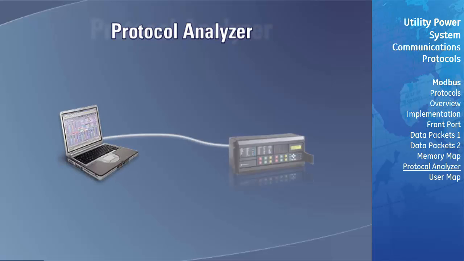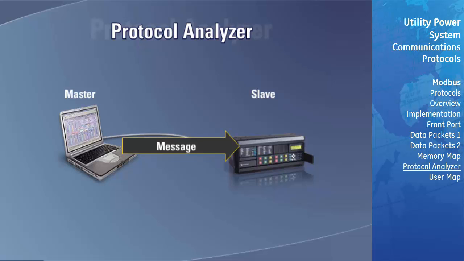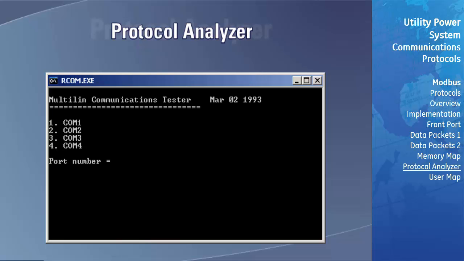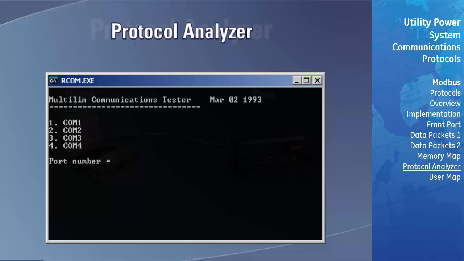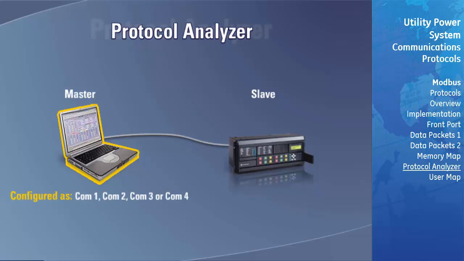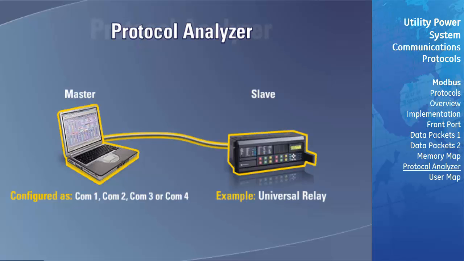The objective of this lab is to familiarize the student with the Modbus RTU protocol by observing the transmission of a data packet between a Modbus master and a slave using the GE Multilin RCOM-3 Modbus Master and Protocol Analyzer software package. We will require the following equipment for this lab. One computer with an RS-232 port configured as COM-1, 2, 3, or 4, one serial cable, and one GE Multilin relay with its Modbus memory map, which is always documented in the instruction manual. For this lab, we will use a universal relay as an example. Students should have enough experience on the relays being used to allow them to correctly modify the relay settings.